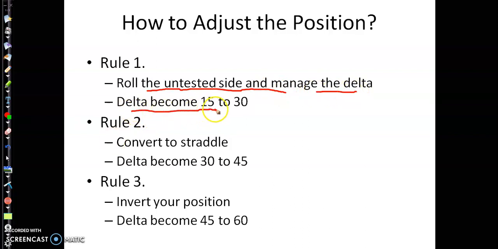Delta becomes 15 to 30. Let's say when we deploy this strategy, the call delta was 15, and the put delta also was 15. Suppose the market goes up, then what happens? Call delta will increase, say call delta becomes 30, and put delta will decrease, now it's like 5 or something like that.